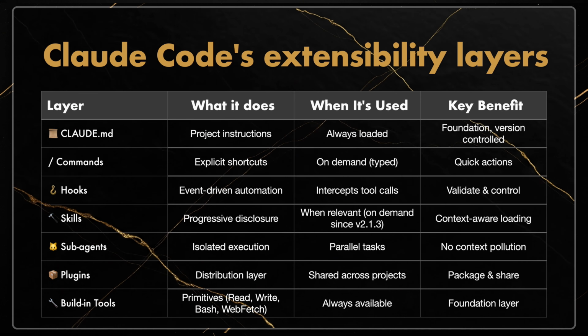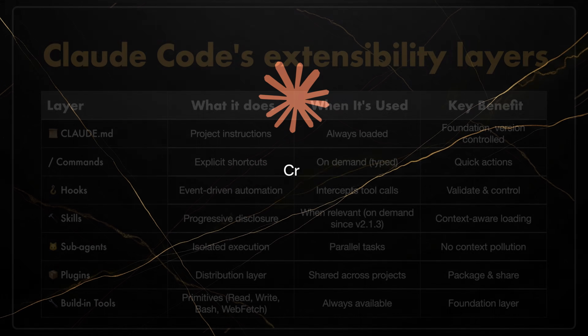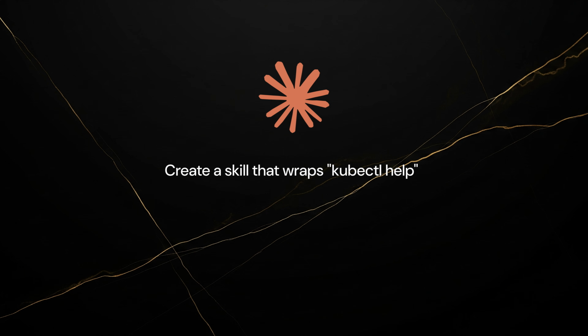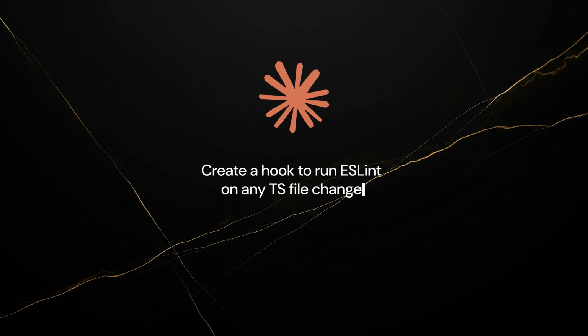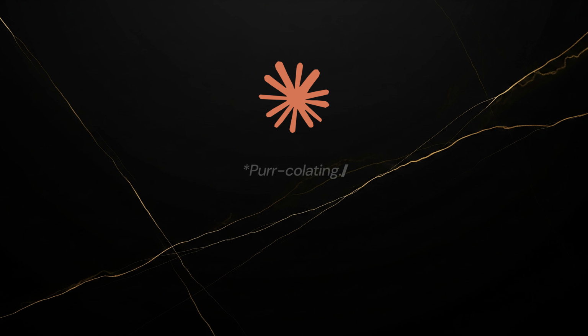Here's the best part. Building any of these is easy. Just describe what you want to Claude. Create a skill that wraps the kubectl CLI help. Build a hook that runs ESLint after every TypeScript file change. Make a sub-agent specialized for security review. Claude will generate the files. You review, test, and iterate.